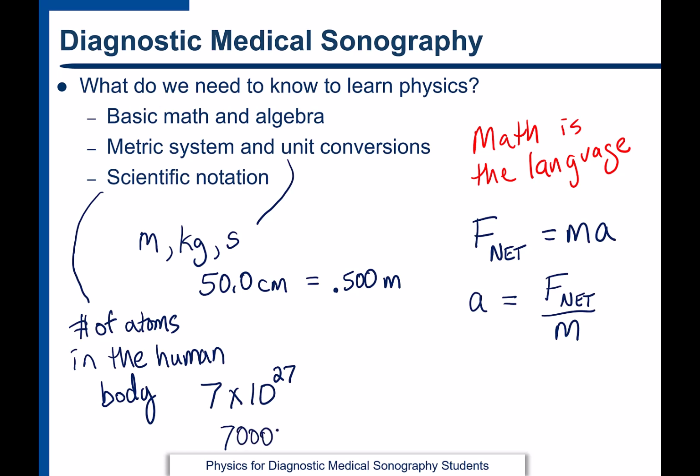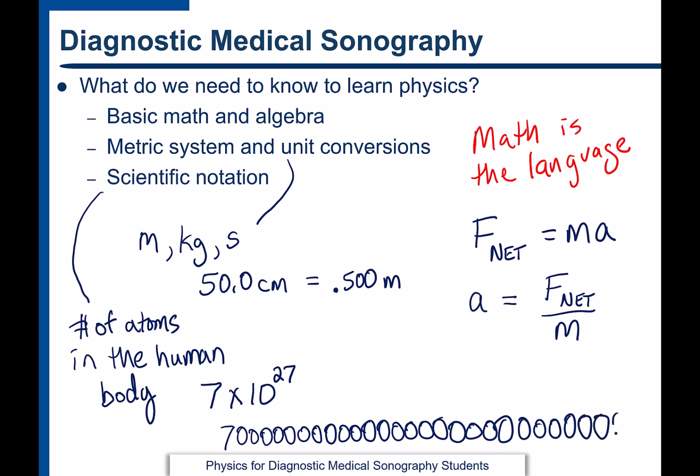1, 2, 3, 4, 5, 6, 7, 8, 9, 10, 11, 12, 13, 14, 15, 16, 17, 18, 19, 20, 21, 22, 23, 24, 25, 26, 27.